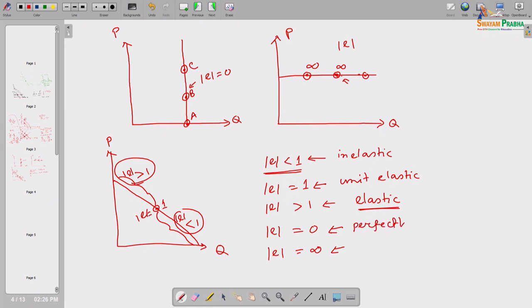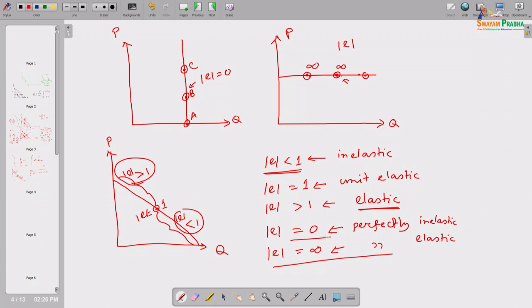So, this case will be called perfectly inelastic, and this case will be called perfectly elastic. So, demand is perfectly elastic in this case and demand is perfectly inelastic in this case.